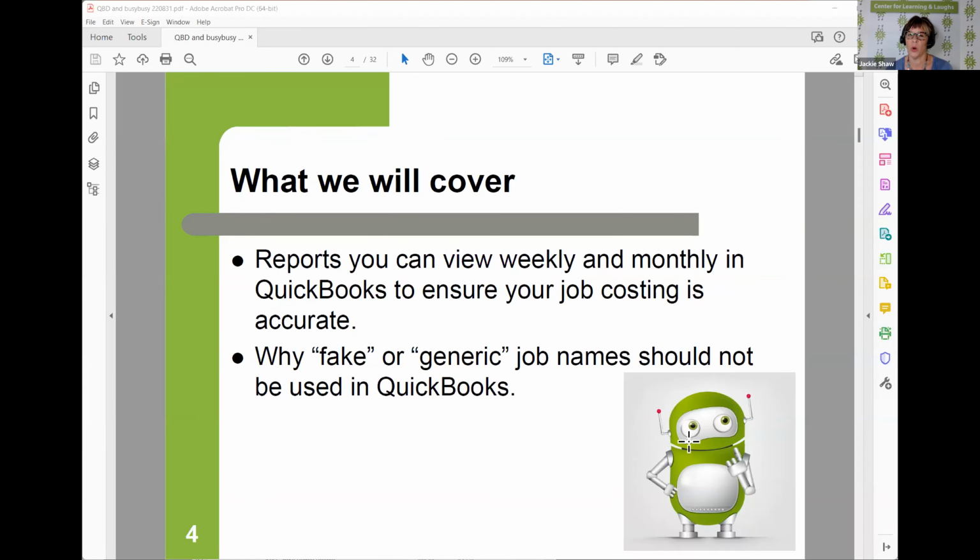Also, we're going to be looking at reports that you can look at on a weekly, monthly basis to ensure the accuracy of your data. Bookkeepers, our whole job, right, is to provide accurate data so that we can have really good financial reports. And so I'm going to teach you how to check your data.